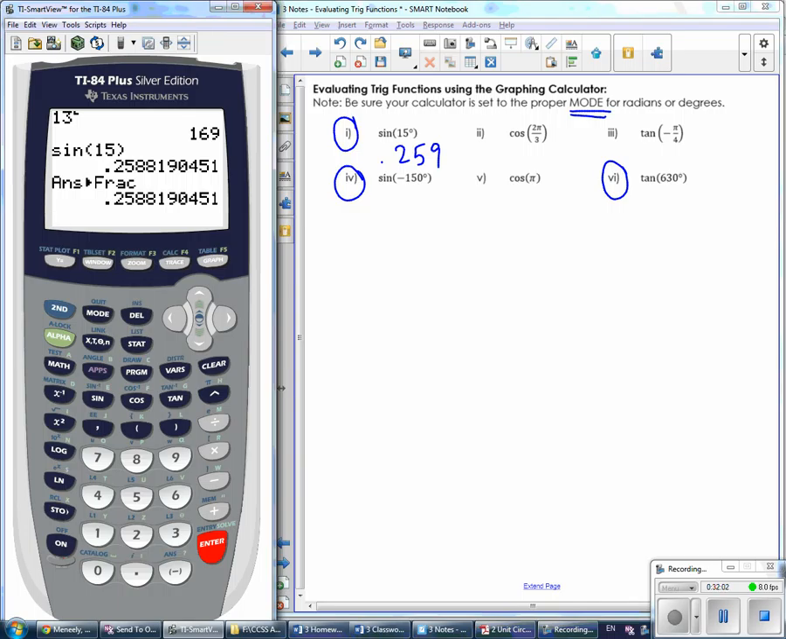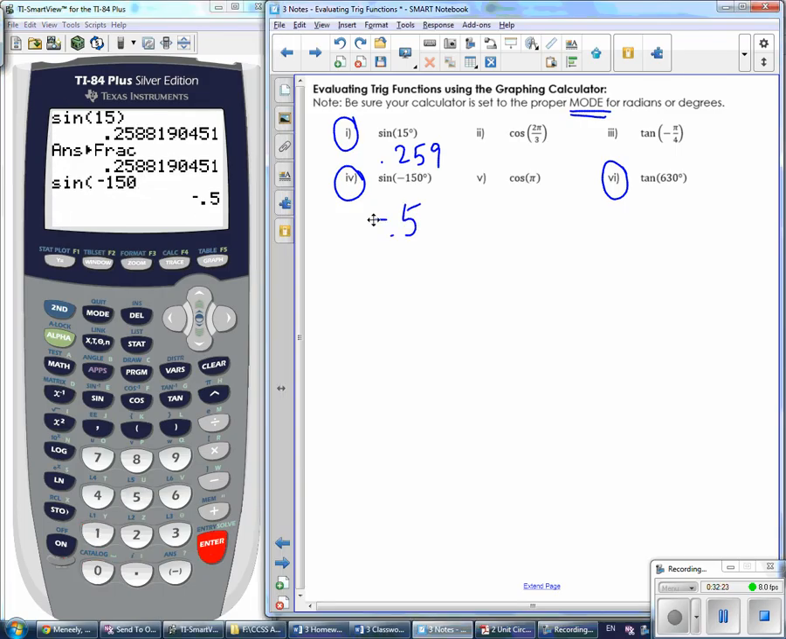So let's go ahead, and why don't you try and evaluate the other 2 degree values, if you want to press pause. Okay, so the answer for the next one, for the sine of negative 150, it's going to be negative 1/2, negative 0.5. Now that obviously is something that you can change back to a fraction, but you don't need to.